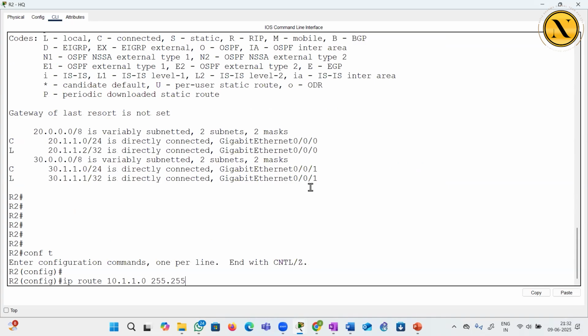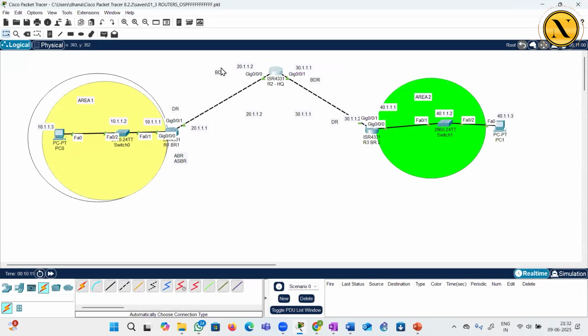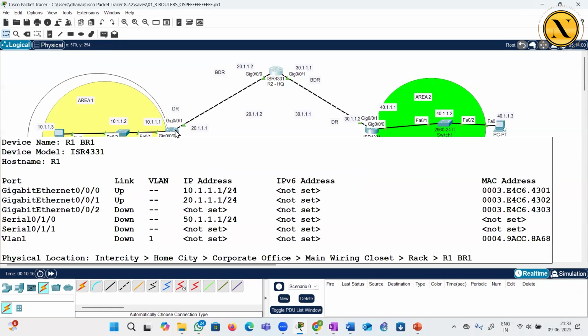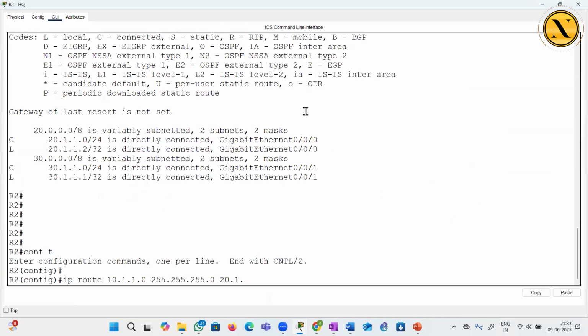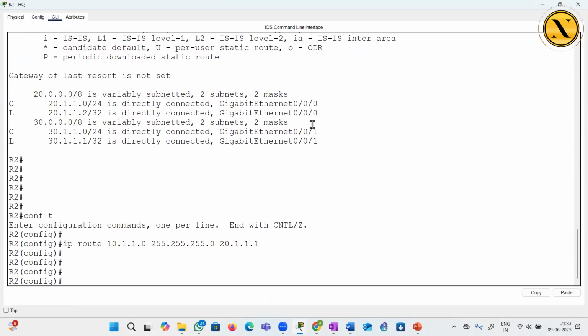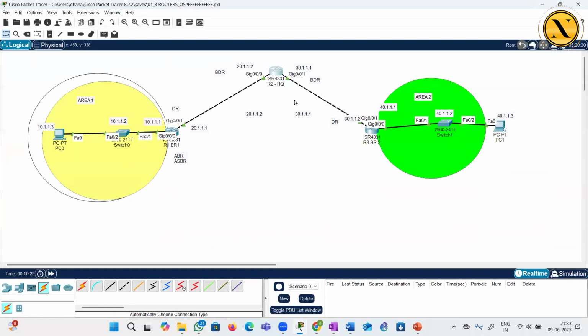10.1.1.0, that's the subnet. And they are using this subnet mask. And for me, who is the next hop? So if I get a packet from here for 10.1.1 something, I should give it to 20.1.1.1. This is my next hop. So I'll go here and say next hop is 20.1.1.1. Done. Similarly, I'll configure a static route for 40. So if I get a packet from here for 40.1 something, I should forward it to 30.1.1.2. This is my next hop. Okay, remember.